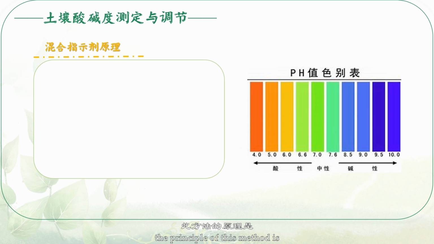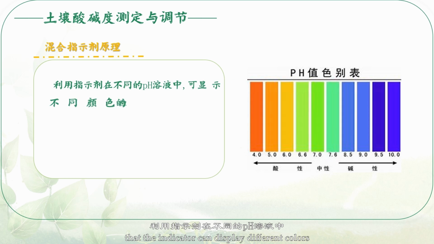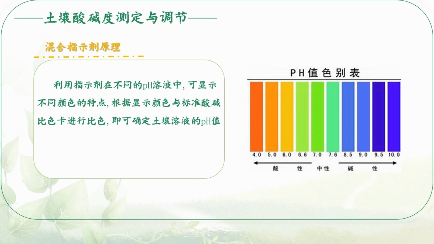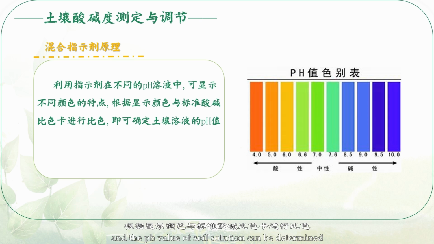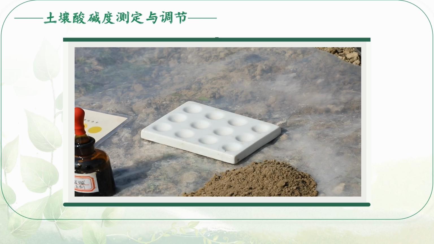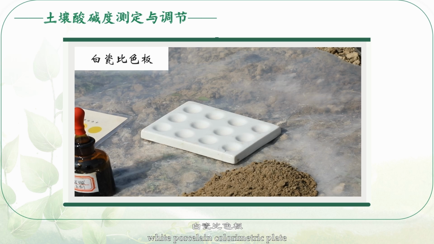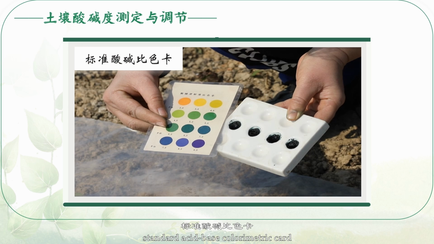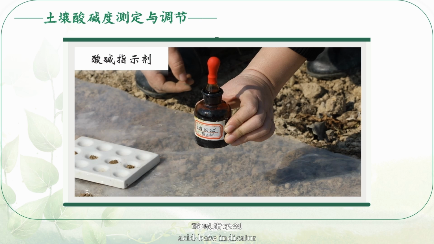The principle of this method is that the indicator can display different colors in different pH solutions. And the pH value of soil solution can be determined by comparing the displayed color with a standard acid-base color chart. This method is simple, convenient, and can be quickly determined in the field. Preparation before the experiment: white porcelain colorimetric plate, standard acid-base colorimetric card, acid-base indicator.